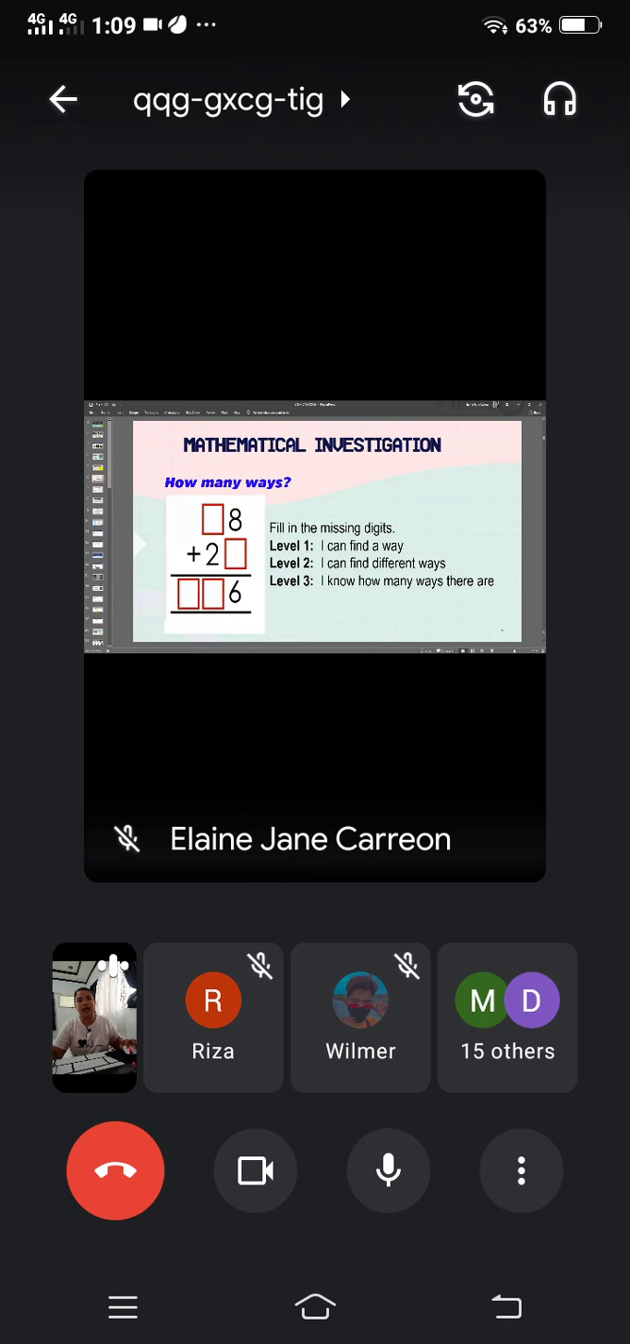We have this mathematical puzzle. So we have a box here, and 8 plus 2, and then the ones digit is blank, over equals, the two is blank, and then 6. So this will be the task: fill in the missing digits.